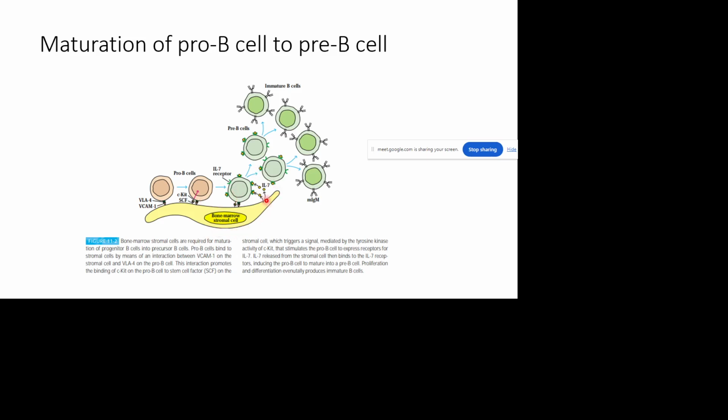And now this bone marrow stromal cell will secrete the IL-7, which will be received by the pro B cell, and upon this IL-7 and IL-7 receptor interaction signal, the B cells will start proliferating and differentiating. So it will give rise to the pre B cell. From pre B cell it will give rise to immature B cell. So that's how the pro B cells are converted into immature B cell in bone marrow. Any question you have, you can ask.